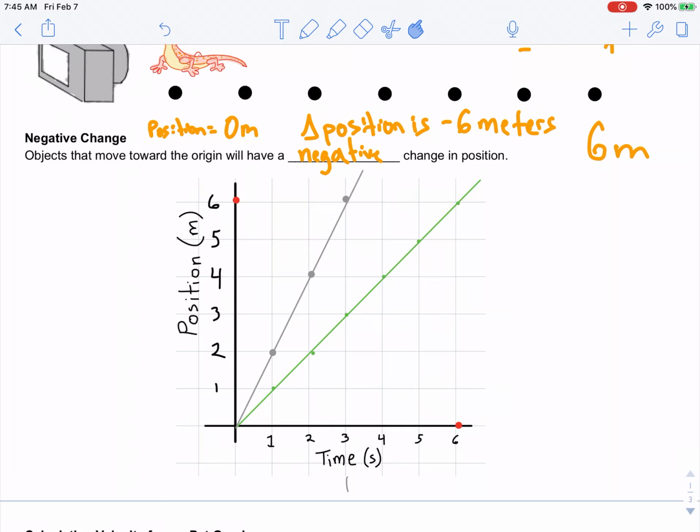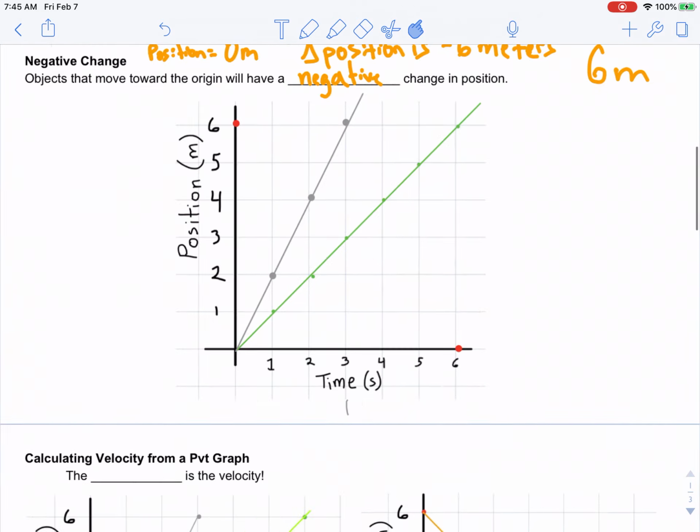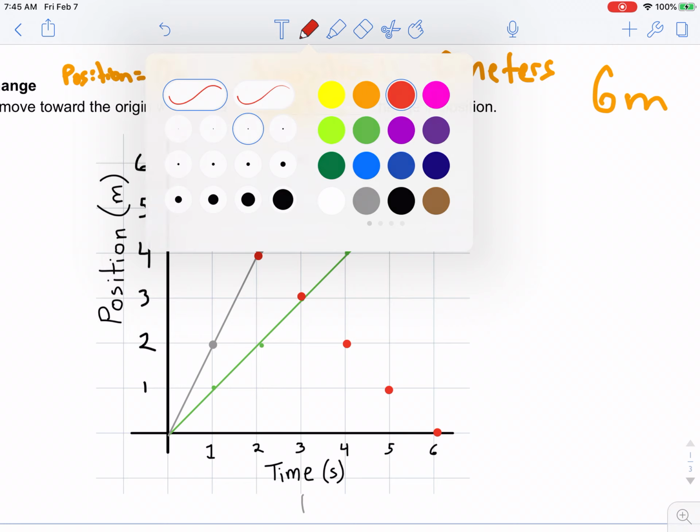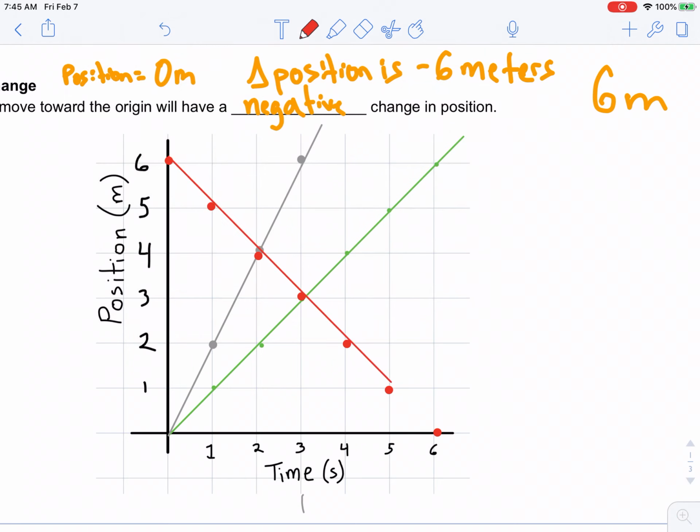I don't know if you saw me draw those. And so we can assume, let's just fill in the rest. As he was going at 1 second, he was at the 5 meter mark. At 2 seconds, he was at the 4 meter mark. At 3 seconds, the 3 meter mark. And then 4 seconds, the 2 meter mark. And at 5 seconds, the 1 meter mark. And then so we can draw his line. So here is his line on the position versus time graph. And notice the slope. It's negative.